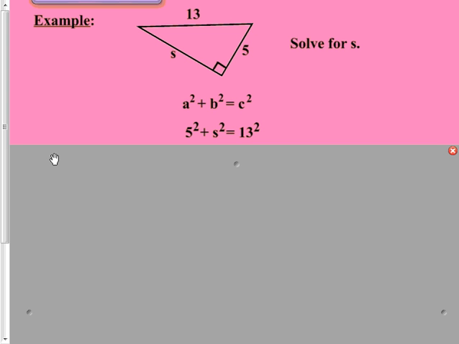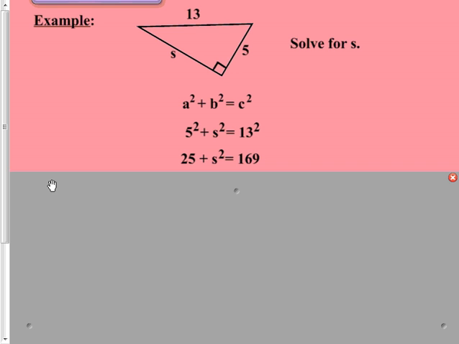Okay, now we just proceed to solve for the variable. This time it's an s. We have some values that we can simplify. You've got 5 squared on the left, that is 25, and 13 squared on the right. You may not have that one memorized, but that one is 169.